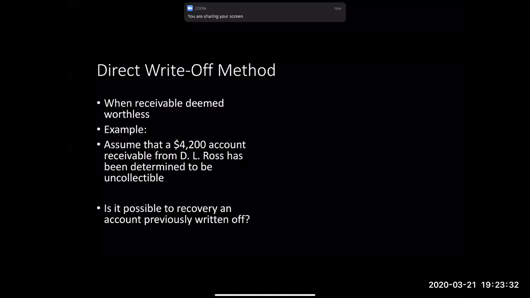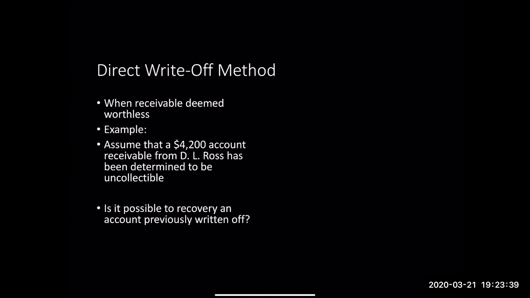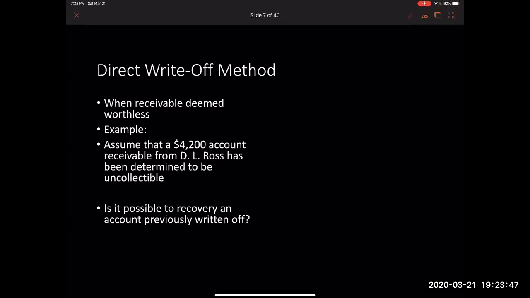So here we are picking up with the direct write-off method. I want to show you guys, before we start writing things off and deeming it worthless, I wanted to start a little bit from the beginning to show you what was probably the original journal entry that we wrote down whenever we recorded this sale. Okay, so it says assume that we made a $4,200 sale or receivable to DL Ross.